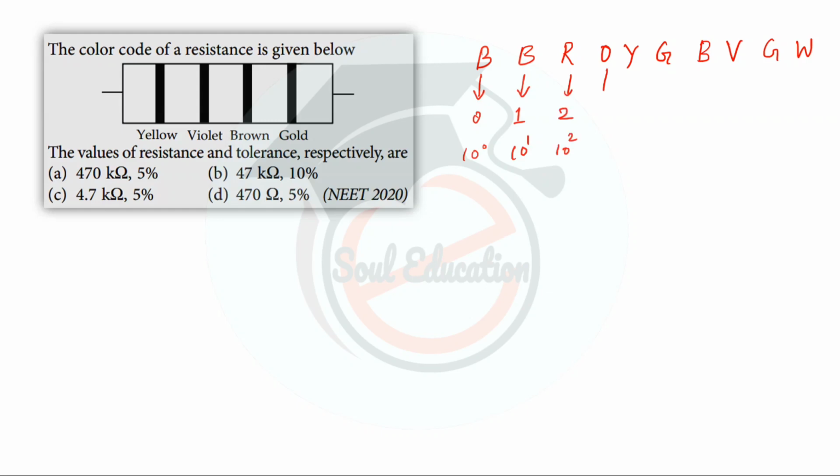Okay, O is orange, so that is my 3, so 10 to the power of 3. Y is yellow, so the value is 4, multiplier is 10 to the power of 4. G is green, value 5, 10 to the power of 5. Here B is blue, so its value is 6. So 10 to the power of 6 is the multiplier. And V is violet, so its value is 7, 10 to the power of 7. And G is my gray. Its value is 8, 10 to the power of 8 is the multiplier. And the last color is white, so that value is 9, so 10 to the power of 9.